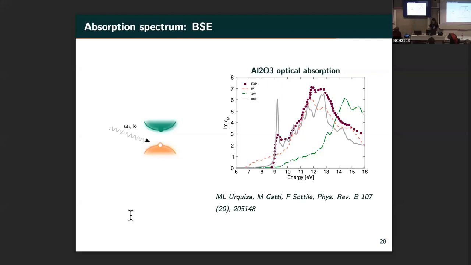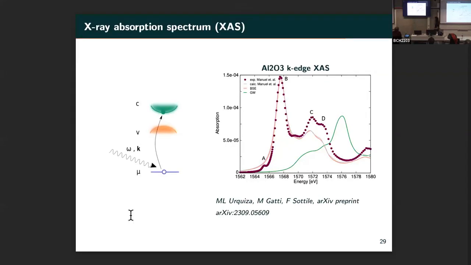experimental absorption. We can also calculate X-ray absorption, where here you have the same mechanism, but now instead of exciting a valence electron, you will be exciting a core, in this case semi-core, electron. In this case it's the K edge. And if you compare it to experiments, it's quite good.